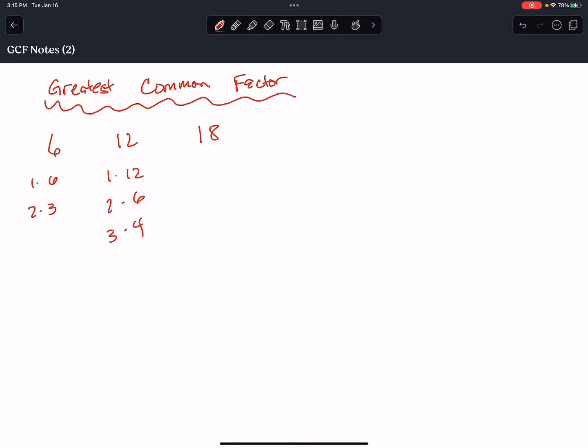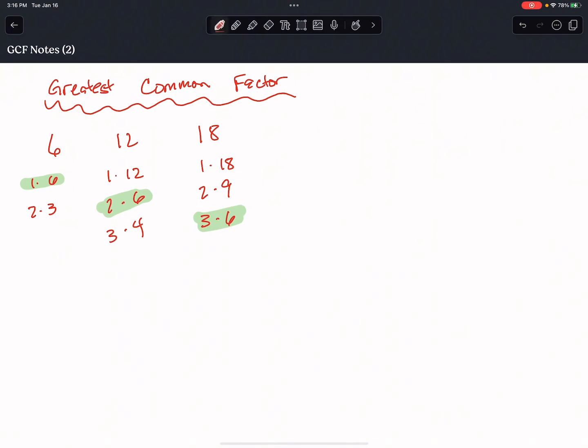And what's the largest that goes into 18? What times what makes 18? 1 times 18. We got 2 times 9. And then you got 3 times 6, okay? If you look at all the rows, what is the biggest number that each one has? And you will see the biggest number here is 6. They all have at least a 6, and that's the biggest number that all three of them have. Like 12 doesn't have a 9 and stuff like that.